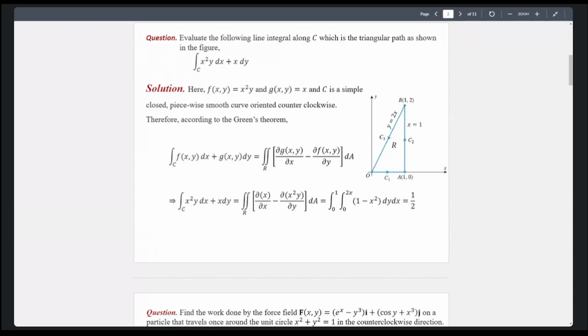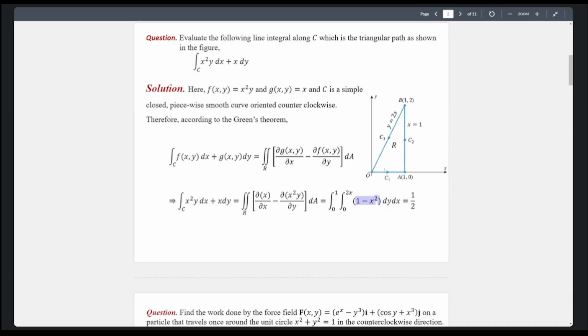And doing so, del g del x, what is g? G is x, so del g del x is only 1. Del g del x minus del f del y. So del g del x is 1 and f is x square y, so del f del y will be only x square here.